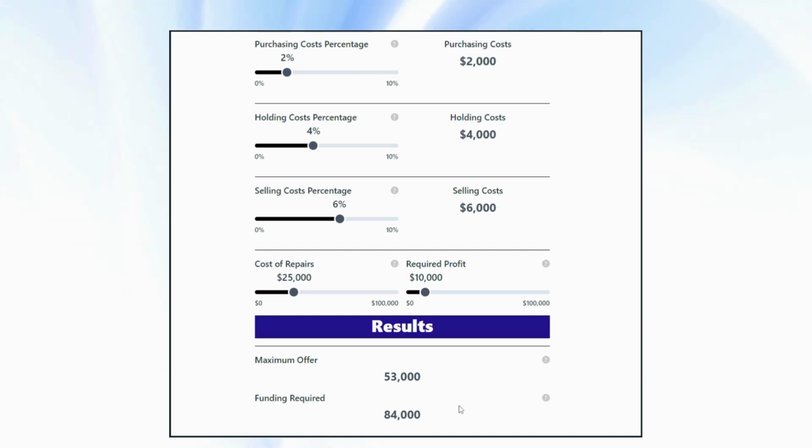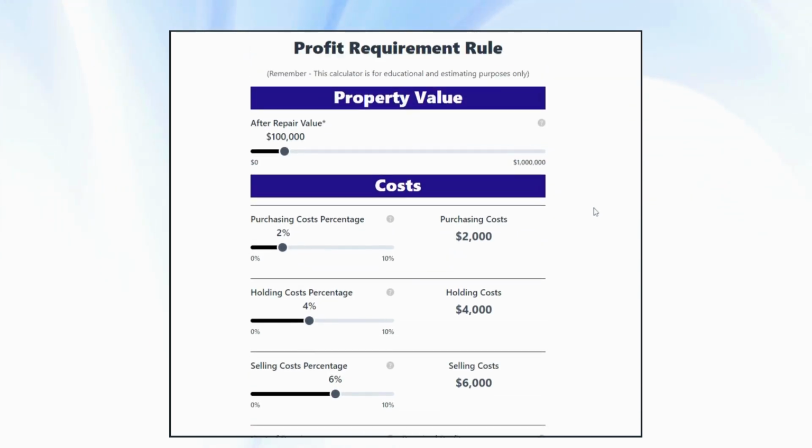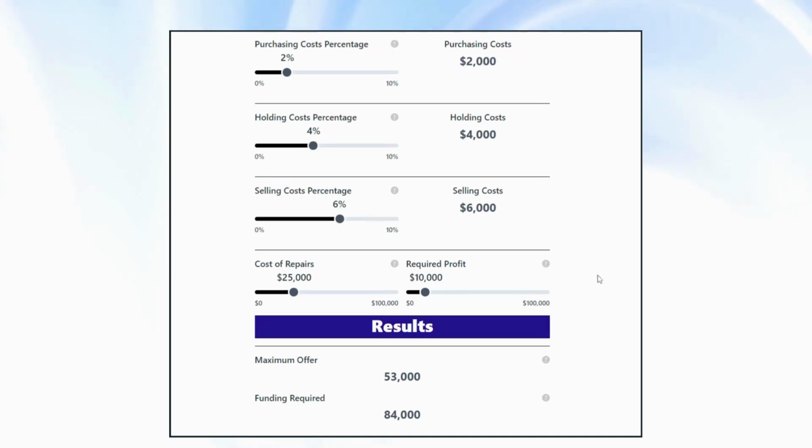And then to do that, you're going to have funding requirements. You got to come up with 84,000 because you need to pay for the 53,000 to buy the property, and then you're going to have associated purchasing costs and holding costs, and then your cost of repairs. Okay, we don't have to finance selling costs or the required profit. That happens when you flip the property. But I'm going to have 84,000 in this scenario.